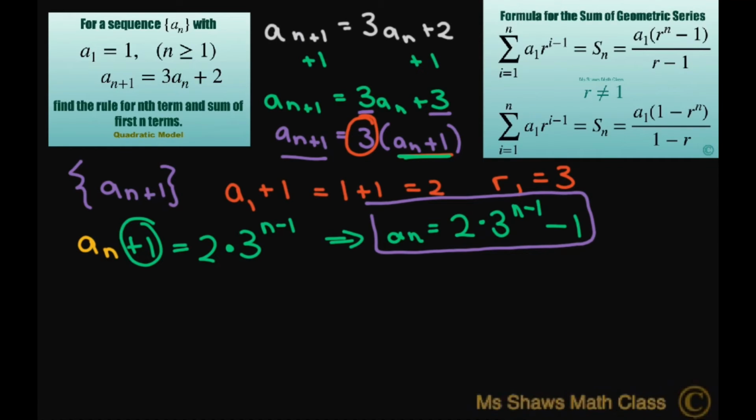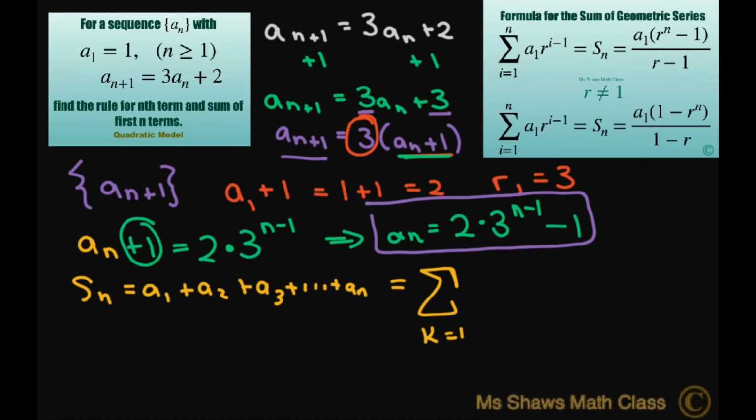All right, now that we have that, we're going to find the sum. The sum is going to equal a sub 1 plus a sub 2 plus a sub 3 plus dot dot dot plus a sub n. So this is basically the sum from k equals 1 to n of a sub k, and this is going to equal the sum from k equals 1 to n of 2 times 3 to the power of k minus 1, minus 1.